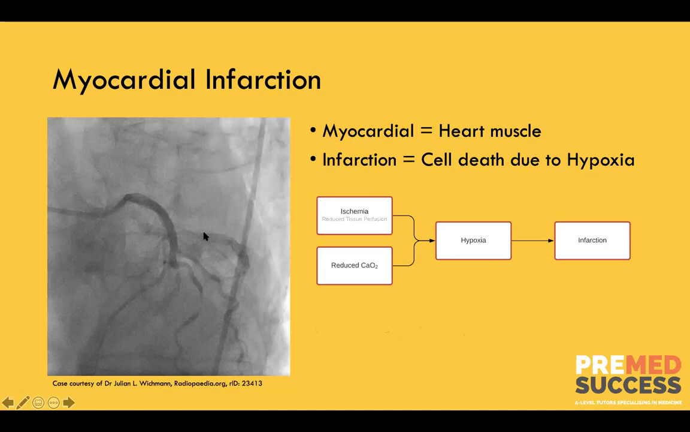Okey-dokey, so here we go: left anterior descending, so LAD, occlusion, myocardial infarction. This would be treated with a stent, I think, to open up the artery and allow the blood to flow back through, restore tissue perfusion, so get rid of the ischemia, therefore get rid of the hypoxia because you're supplying oxygen, and therefore prevent infarction.